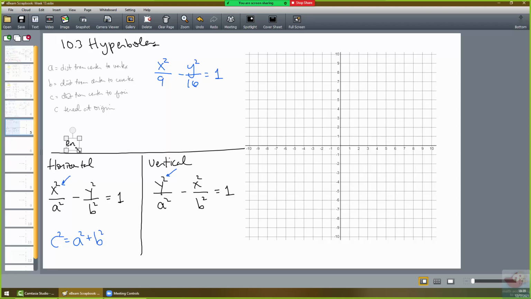Oh, my screen didn't shrink down. Oh my god, what's happening? It won't. Perfect. It's perfect.